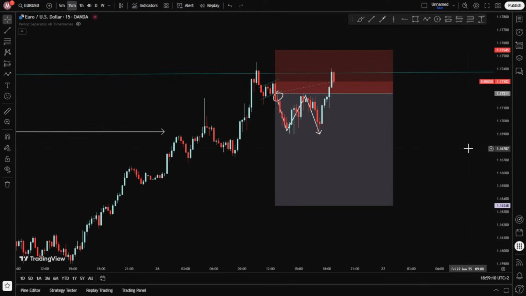Classic impulse followed by correction, and then continuation. It's the kind of sequence we look for all the time. Impulse, correction, impulse. That's where the high probability trades usually sit. But here's where I messed up.